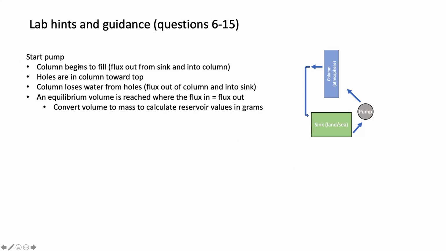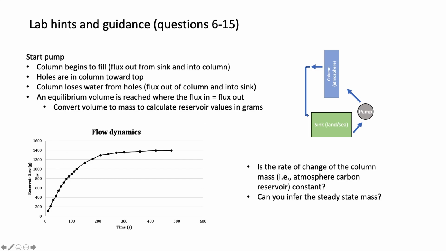So when we turn the pump on, we're going to draw water from the sink through the pump and into the water column. The column is going to fill up, and as we reach these holes again, water will begin to flow out. At some point, we'll reach an equilibrium volume where the flux in equals the flux out. We're going to convert that volume to mass to calculate the reservoir value in grams. And so we can plot the reservoir size as we're filling up this water column over time. So here we have reservoir size in grams over time.